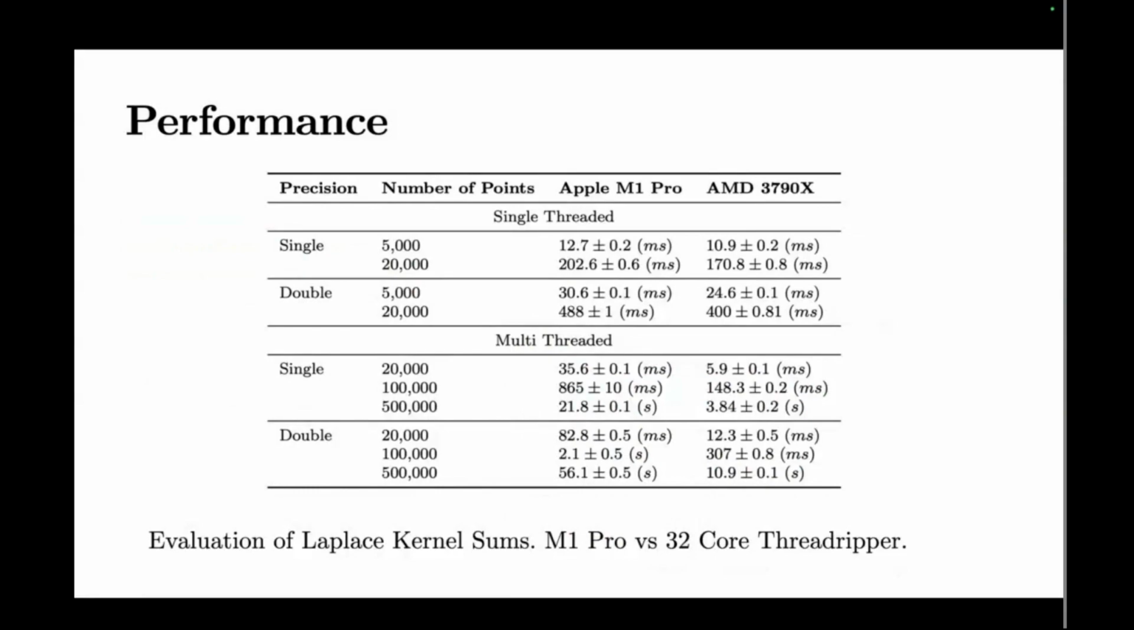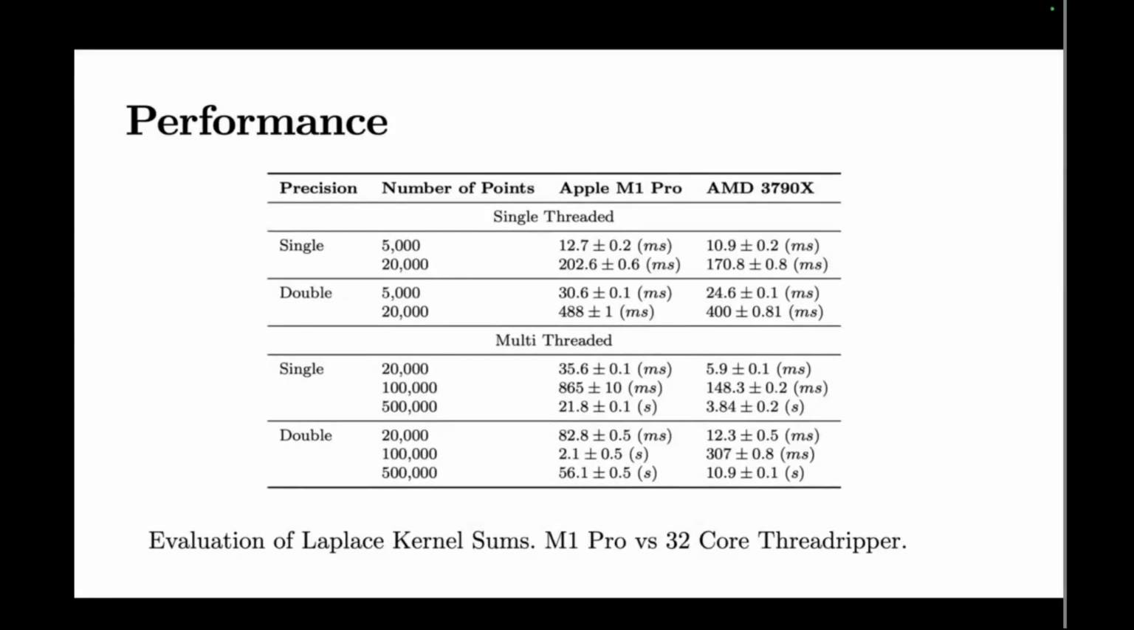Here is the performance, for example, on a single core, single threaded. We ran on an M1 Pro and on the AMD 3970X, that's a 32-core Threadripper, 2019 generation. So we do, for example, 20,000 points against 20,000 points, so quadratic complexity operations. We take 488 milliseconds on an M1 Pro on a single core, or 400 milliseconds on the Threadripper on a single core. Multi-threaded, obviously many cores of the Threadripper come in.